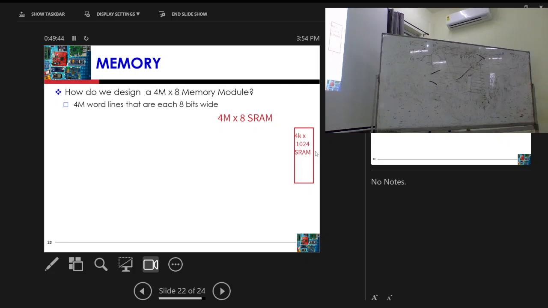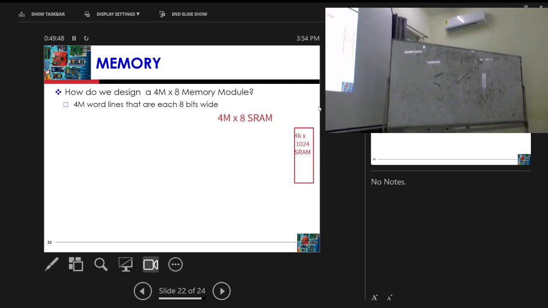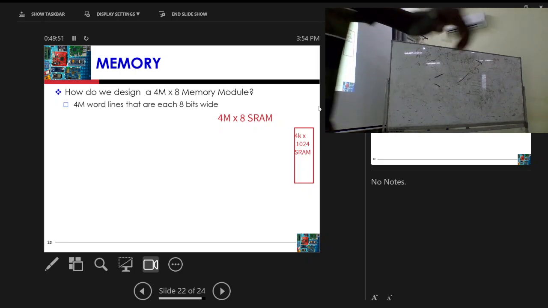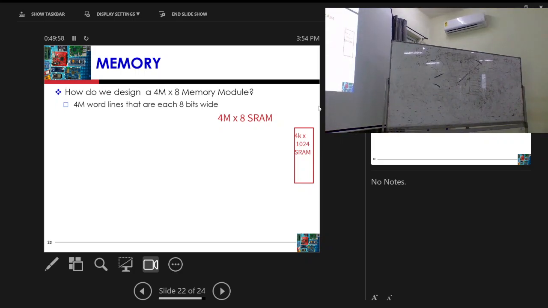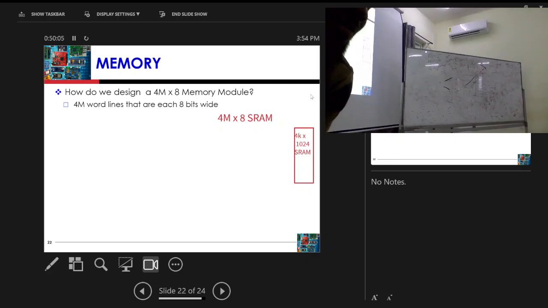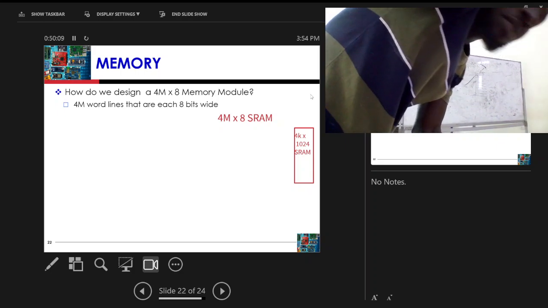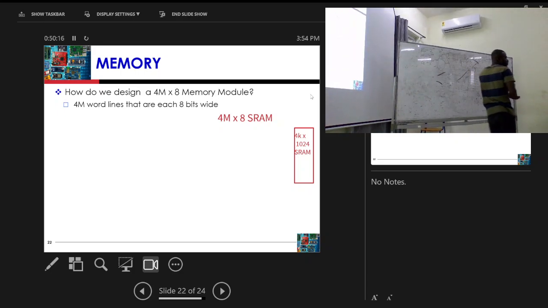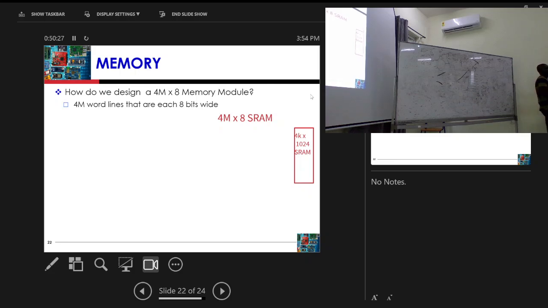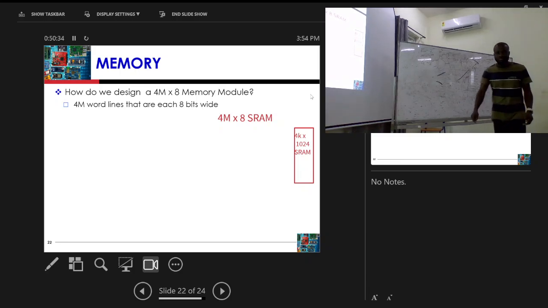Okay, so now everybody should solve it. I have a 4K by 1024 SRAM, right? That is a smaller memory. I want to construct a 4M by 8 SRAM from 4K by 1024 SRAM. How many of the 4K by 1024 SRAM do I need to construct a 4M by 8 SRAM? Okay, so hurry up and let's go.